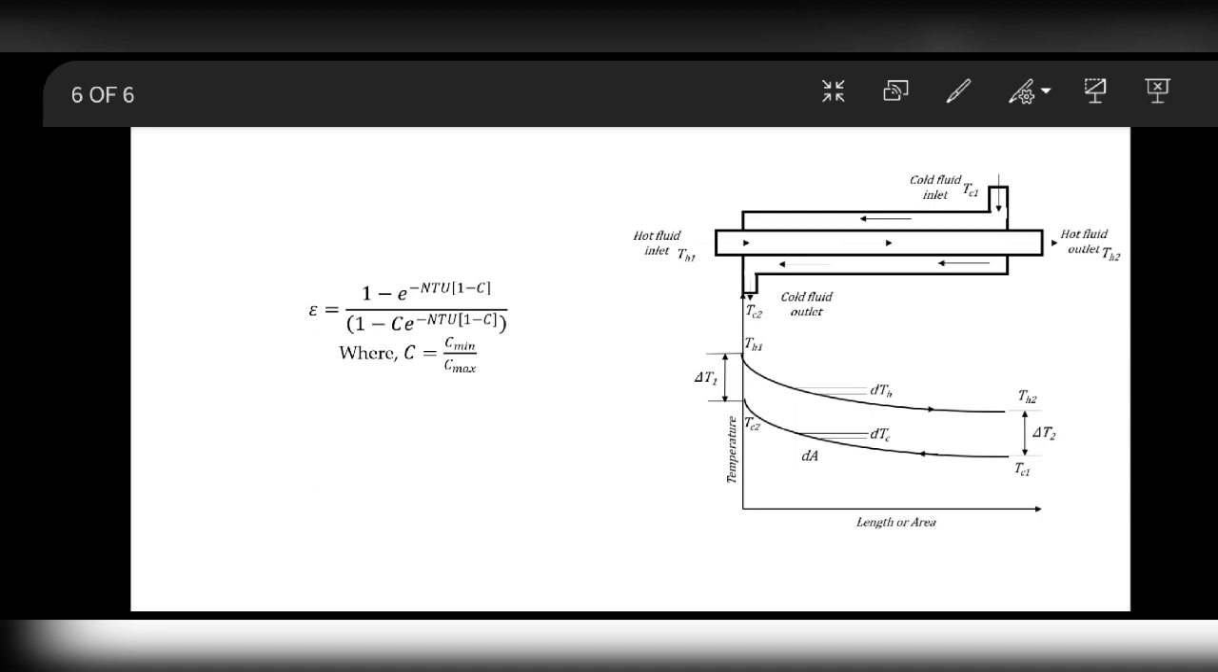When we go to solving the problem, we will see, based on the problem, we will decide whether to use the LMTD or effectiveness NTU method.